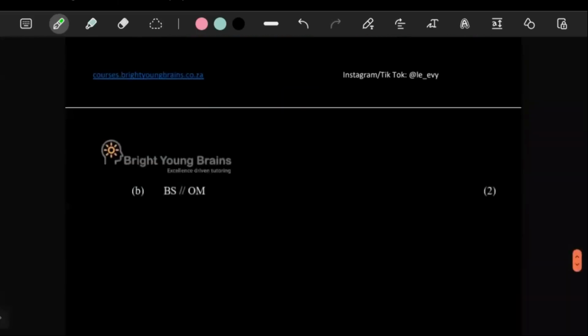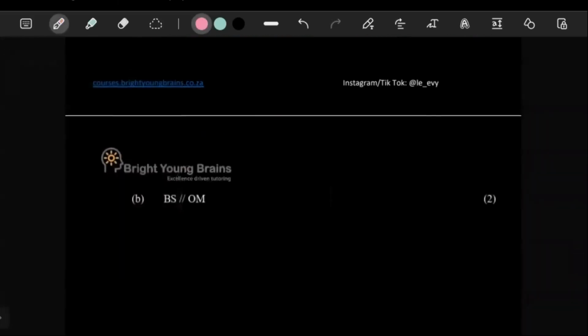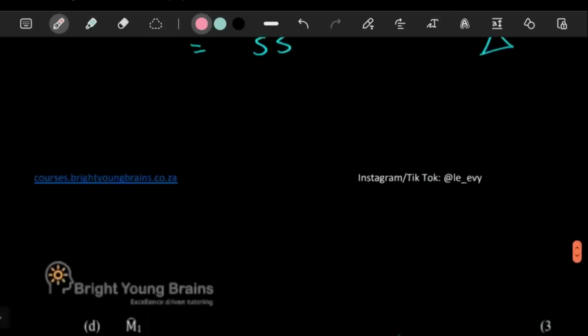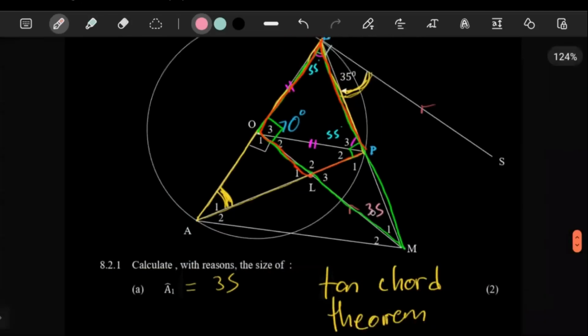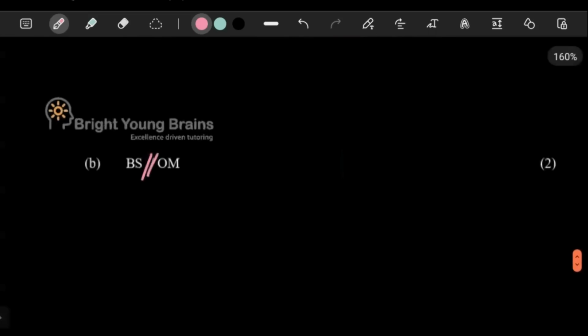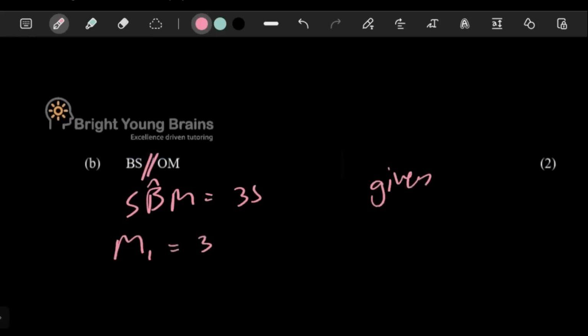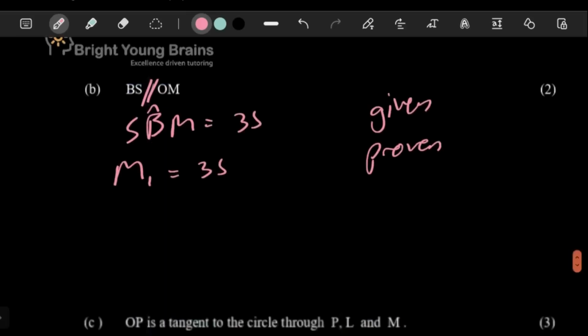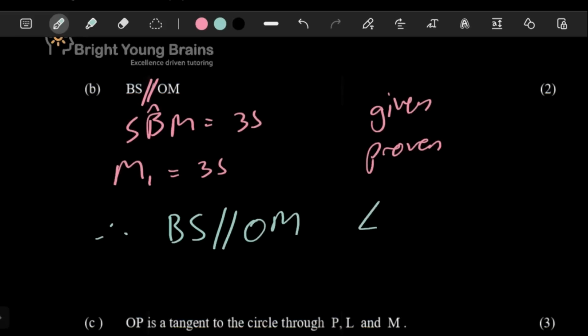Okay, and then now we can do the next one. They want us to prove that BS is parallel to OM. Very simple. It's a 2-mark question only. We already stated that this is 35 and we know this is 35. So we can just say SBM is equal to 35. That's a given. M1 is equal to 35. That's proven. Because they're both equal to 35, we can say therefore BS is parallel to OM. The reason is alternating angles are equal.